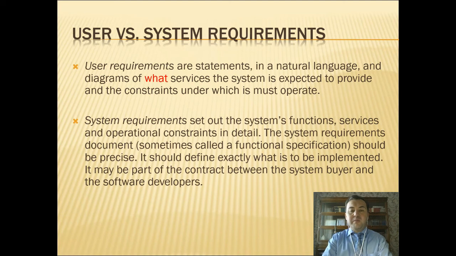The user requirements may vary from broad statements of the system features required to detailed, precise descriptions of the system functionality. On the other hand, system requirements are more detailed descriptions of the software system's functions, services, and operational constraints. The system requirements document, sometimes called a functional specification, should define exactly what is to be implemented. It may be part of the contract between the system buyer and the software developers.